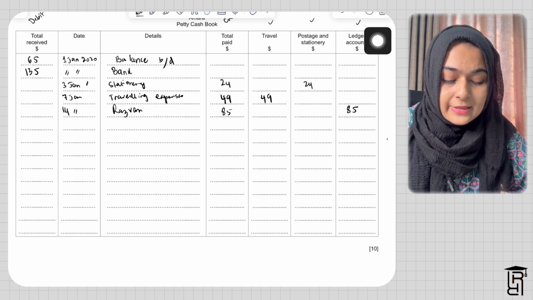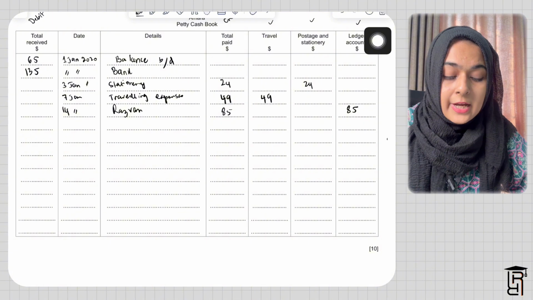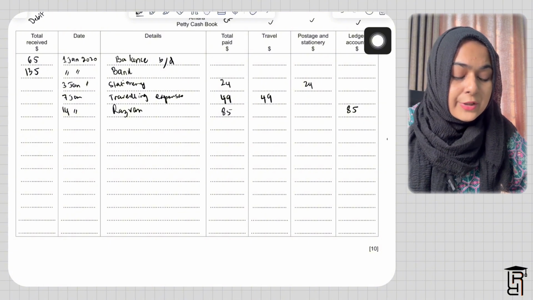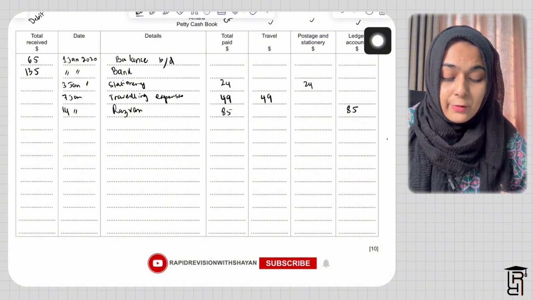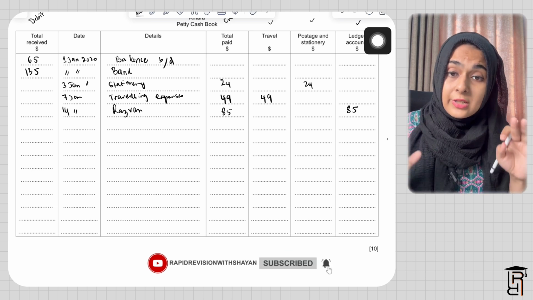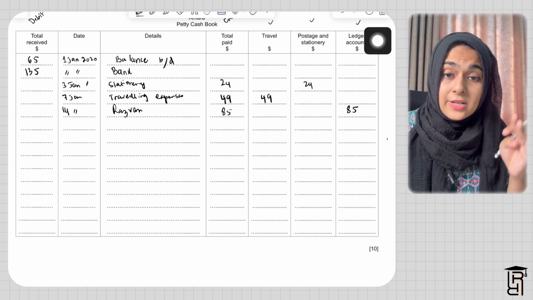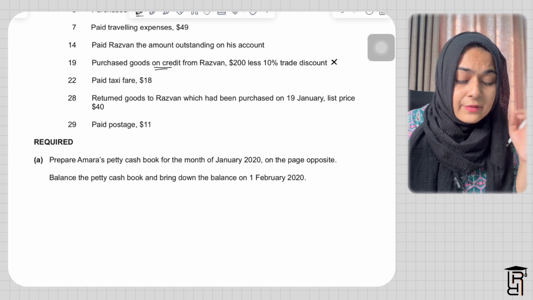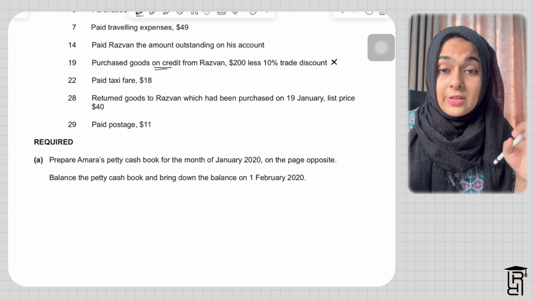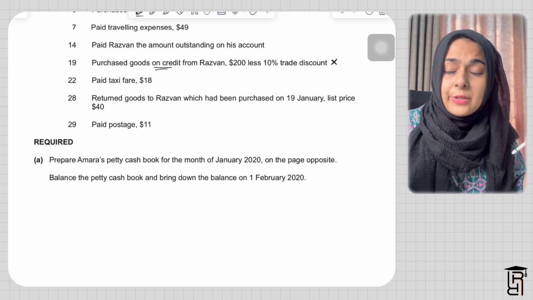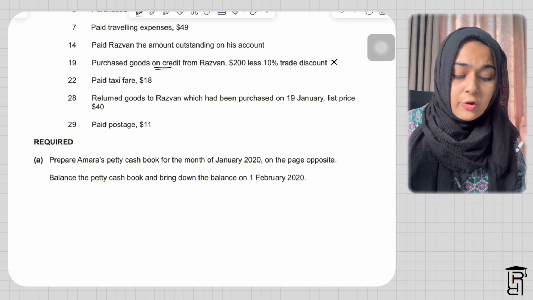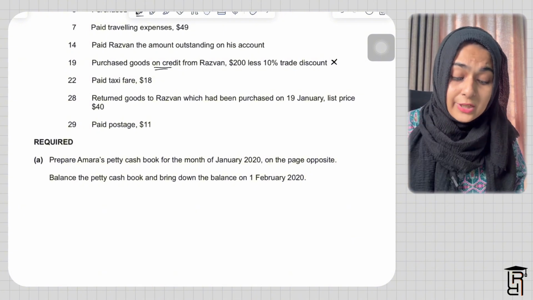The next transaction says here is January 28. Returned goods to Razvan which had been purchased on 19 January, list price $40. This I'm not going to record in the petty cash because this is not a cash payment. This is simply we are returning goods to Razvan, that is purchases returns, and this will be recorded in Razvan's account, but we are not going to record this in petty cash because this is not a payment.